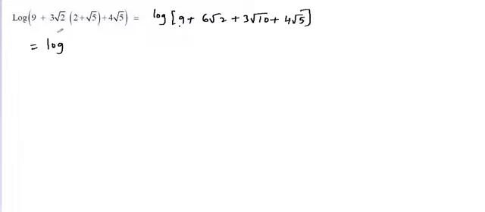Log of 9 plus 3 root 2 into 2 plus root 5 plus 4 root 5 is equal to, this is the log of 9 plus 3 root 2 into 2, that is 6 root 2, plus 3 root 2 into 5, that is 3 root 10, plus 4 root 5. So take 3 common in these two, that is equal to log of 9, 3 common, that is 3 plus root 10.